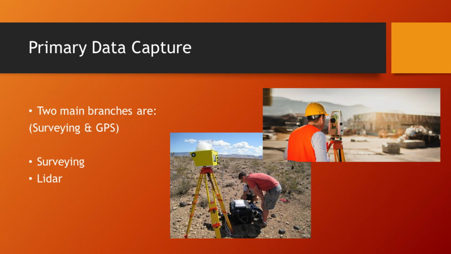Next slide is about the primary data capture. Here are the two main branches, surveying and GPS. We know that surveying is based on the principle that the location of any point can be determined by measuring the angles and distance from other known points. Traditional equipment like the transit and theodolite has been replaced by a total station that can measure both angles and distance to an accuracy of 1 mm.